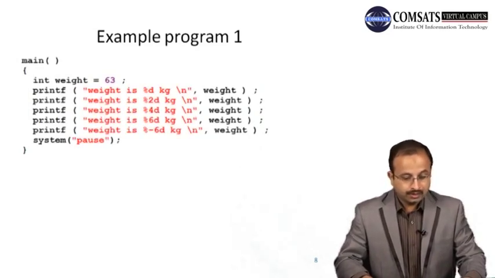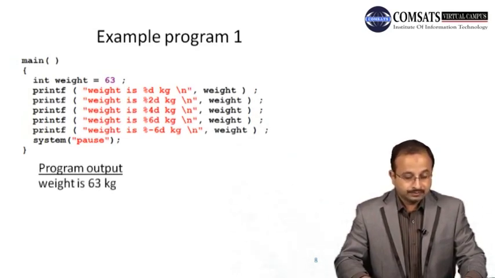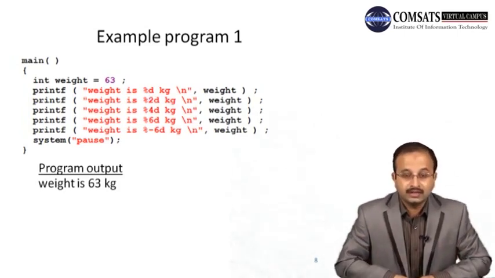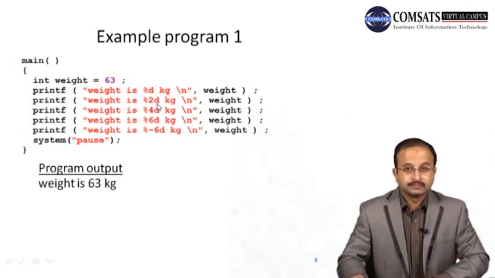So this is an example program. We have an integer weight whose value is 63. In the first printf we print and it prints like this: weight is 63 kg. Now here we haven't specified the length of the field, because there is no digit between percent and d. But in the second printf we specify percent 2d.